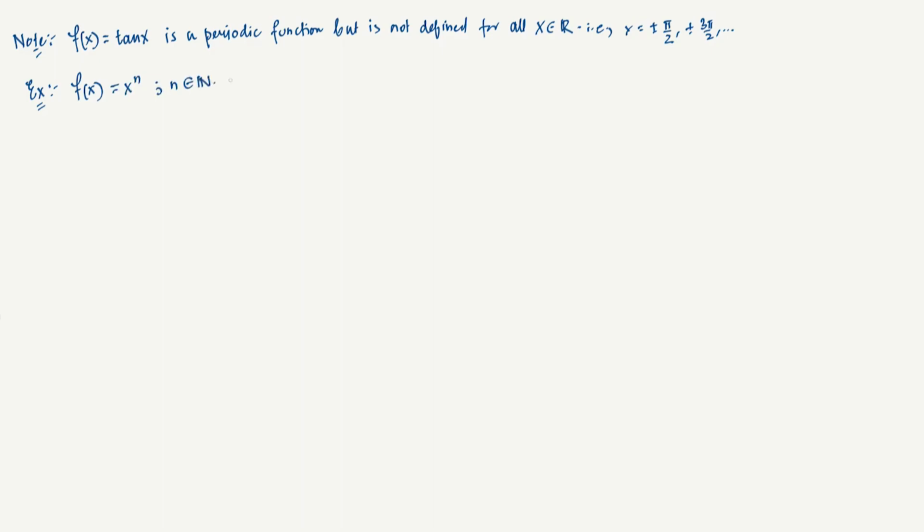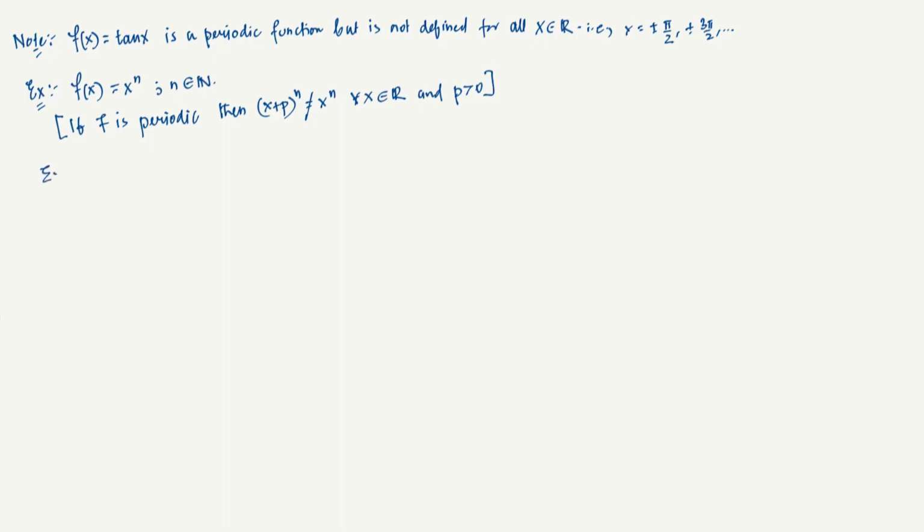Now you can show that it is not periodic, because if f is periodic, then f of x plus p, whole power n, has to equal x power n for all x in R. And you do realize there should be a positive p, right? So this is not possible, so it can't be periodic.